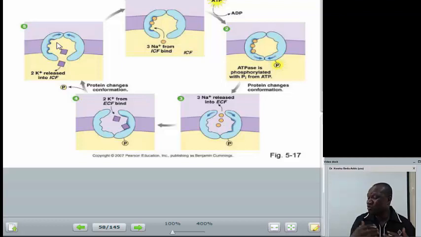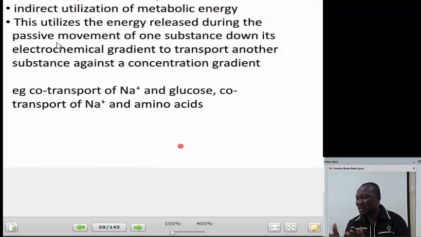And because this movement is against concentration gradient, it is said to be an active transport process. And a primary active transport process because it utilizes directly metabolic energy in the form of ATP. Good. So that is our primary active transport. Now let's look at our secondary active transport. In secondary active transport, there's indirect utilization of metabolic energy.